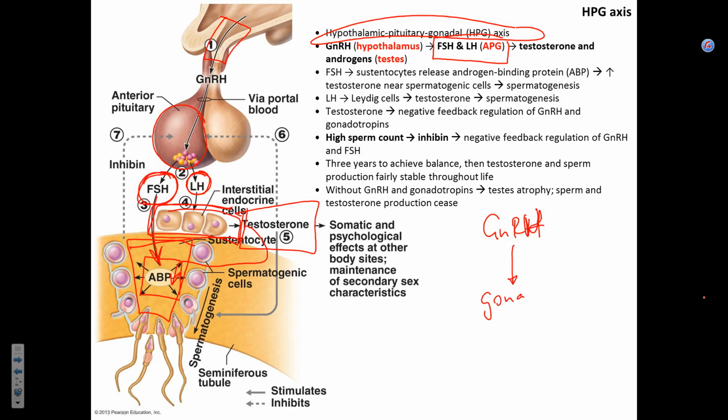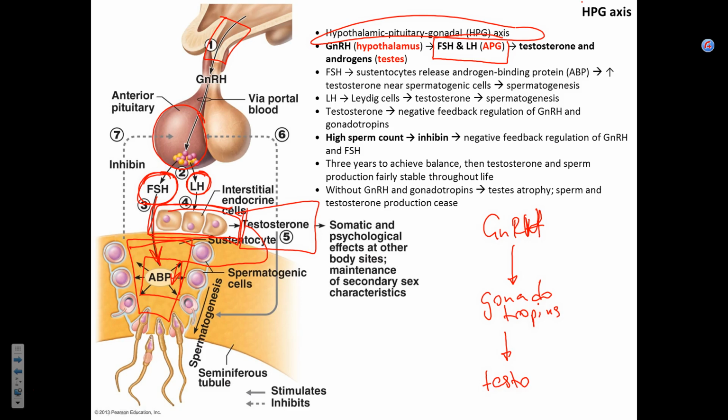So we've got GnRH, gonadotropins, testosterone. In this axis, what do we need to add? As in any endocrine axis. What do we need to add? Some feedback mechanism. What kind of feedback? Negative, yeah, inhibiting feedback, right? So we need to add negative feedback.